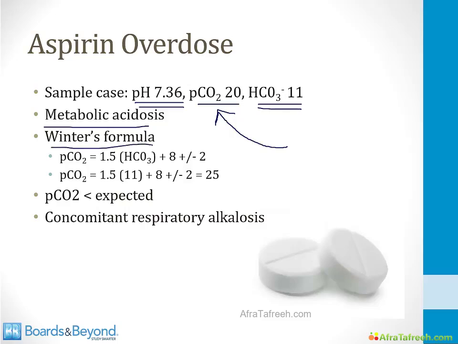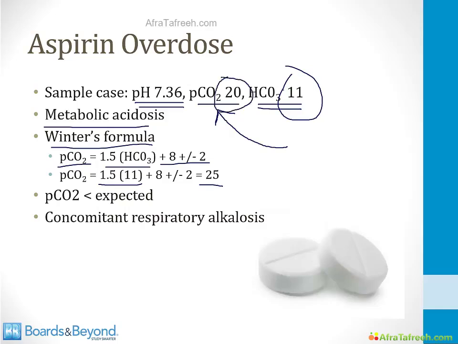So Winter's formula tells you the expected CO2 for a metabolic acidosis. And Winter's formula says the expected CO2 is 1.5 times the bicarb plus 8 plus or minus 2. So if we take our value of 11 for the bicarb, Winter's formula says the expected PCO2 is 1.5 times 11 plus 8 plus or minus 2, which is 25 plus or minus 2. And this is much higher than our actual CO2 of 20. This means the CO2 is too low. It's lower than expected, and the disorder that causes CO2 to be too low is a respiratory alkalosis.